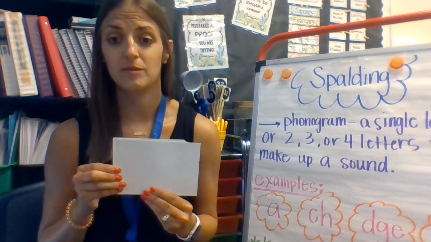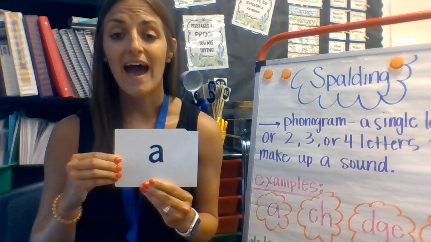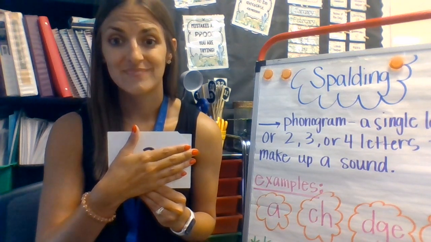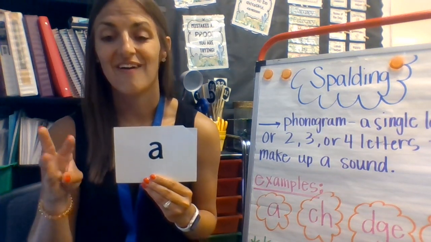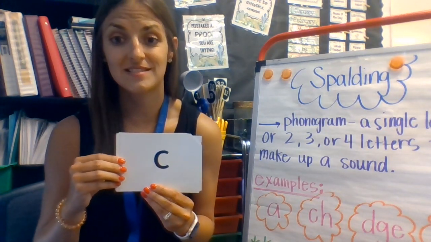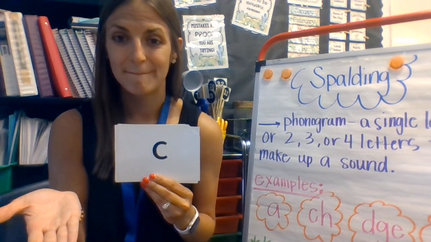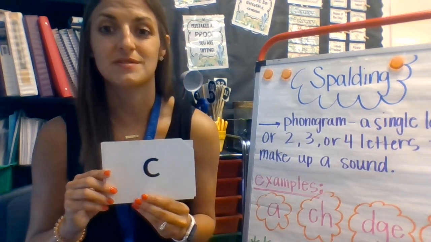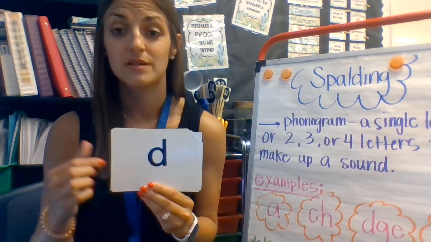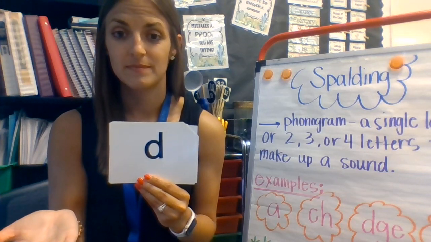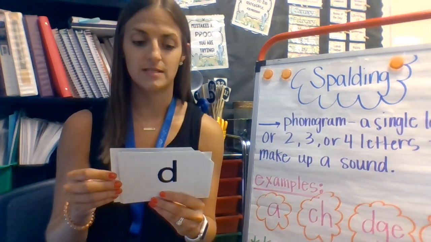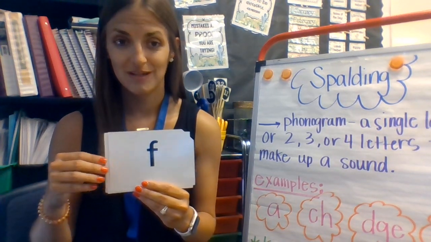Your first phonogram that you're learning today is a, ah. What is it? That's right, boys and girls, a, ah. Here's your next one. K, s. What is it? That's right, boys and girls, k, s. Next phonogram, d. What is it? That's right, boys and girls, d. Next phonogram we have today, f. Tell me the sound.